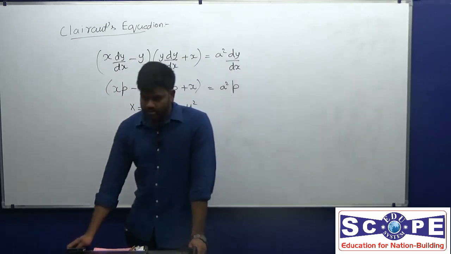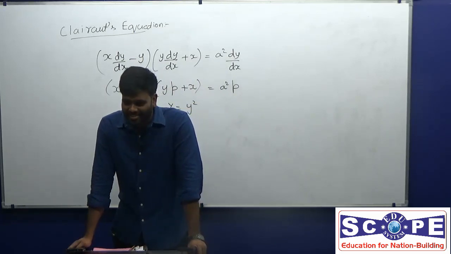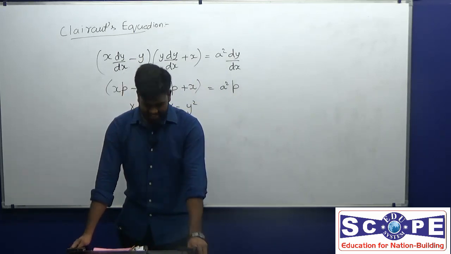Y square equal to x square c minus a square. You are forgetting the denominator always.